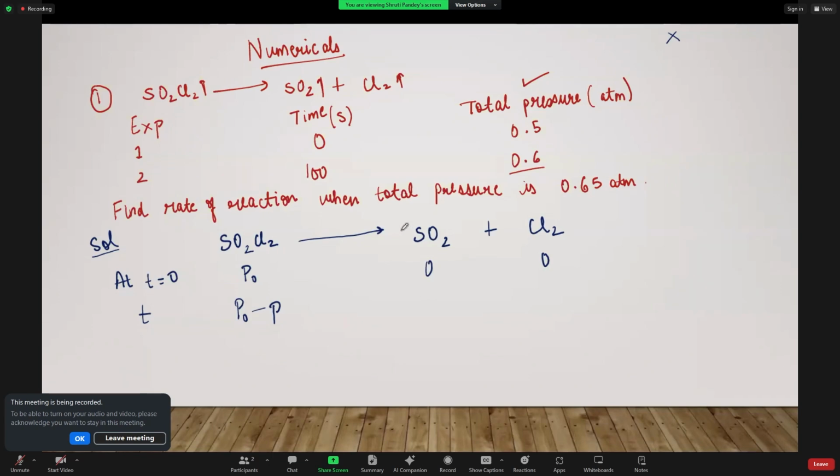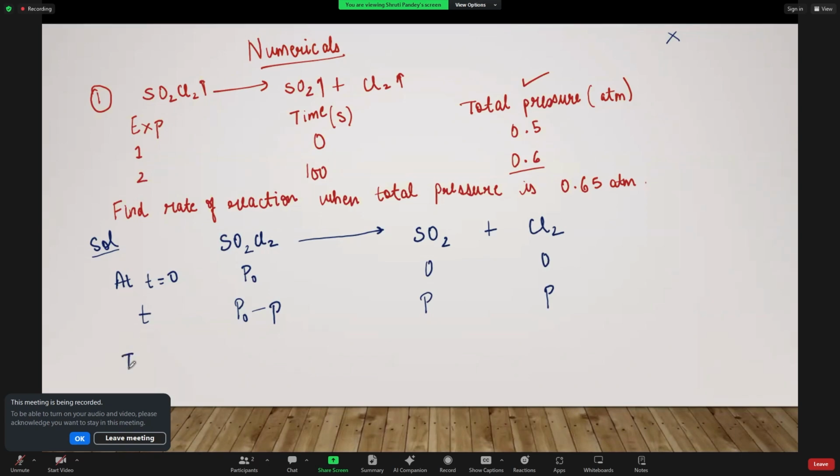Because the products are also 1 mole quantity, when SO2Cl2 is getting reduced by p, the products will also increase by p. Because you have to take the ratio of the stoichiometric coefficients. We have already discussed this. So because SO2Cl2 is decreasing by p, SO2 and Cl2 both will increase by p. So these are the partial pressures of the different species at a particular time t.